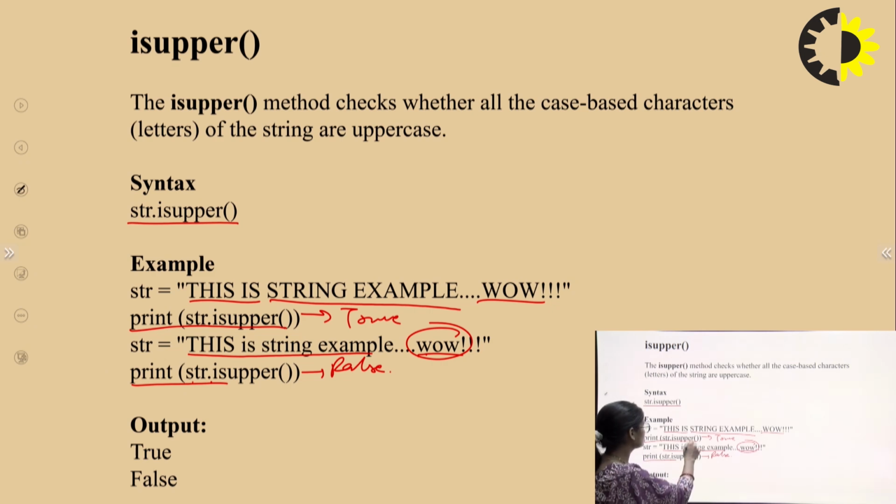The isupper method checks whether all the case based characters of the string are uppercase. In this, if the alphabets are in uppercase, the value is true, otherwise the value is false.